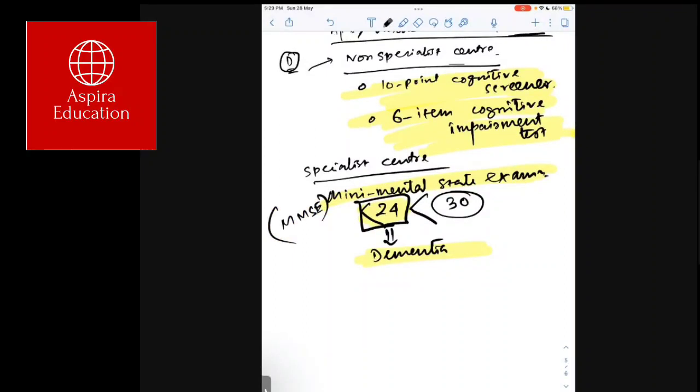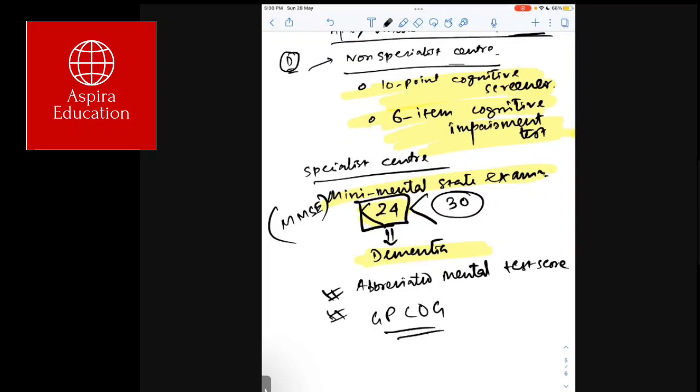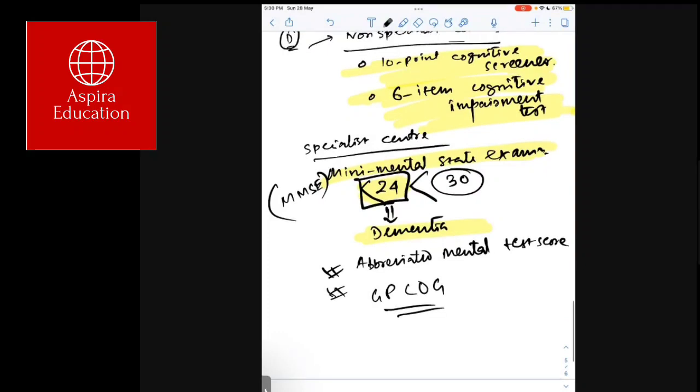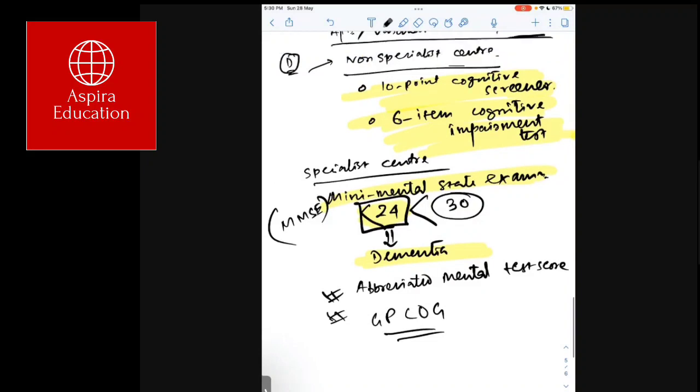What else? We can also go for the abbreviated mental test score. And sometimes we can also use GPCOG, which is the General Practitioner Assessment of Cognition. These are the scores. Scores you need not memorize. Only for the mini mental score you need some idea. And then you have to know which are used where. That's the whole thing.